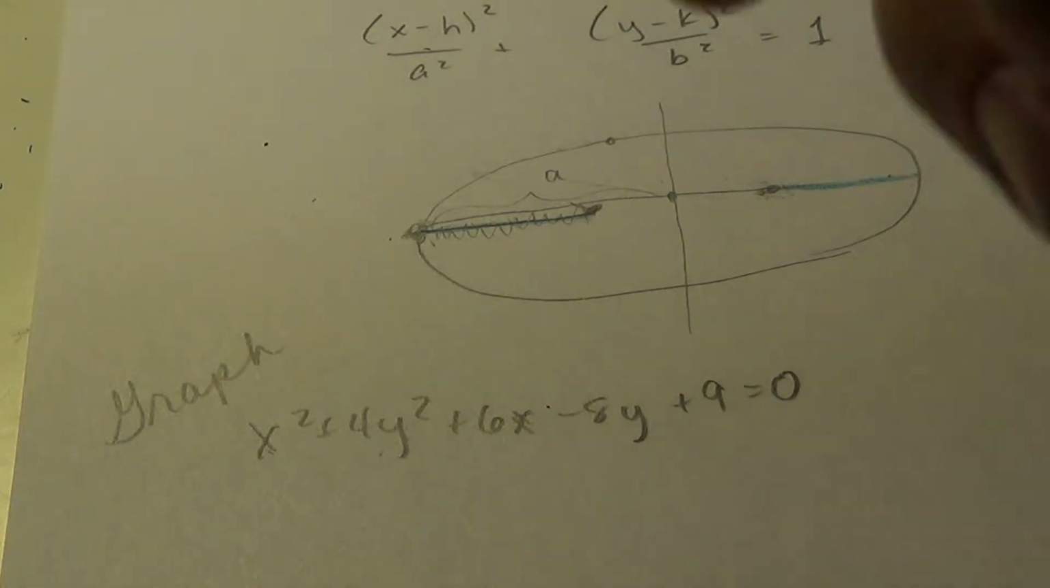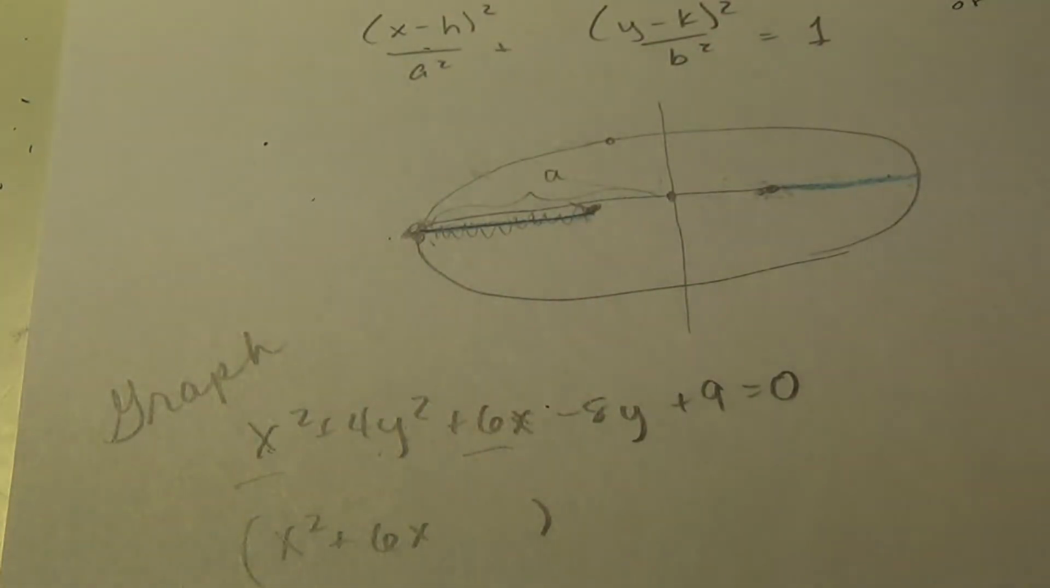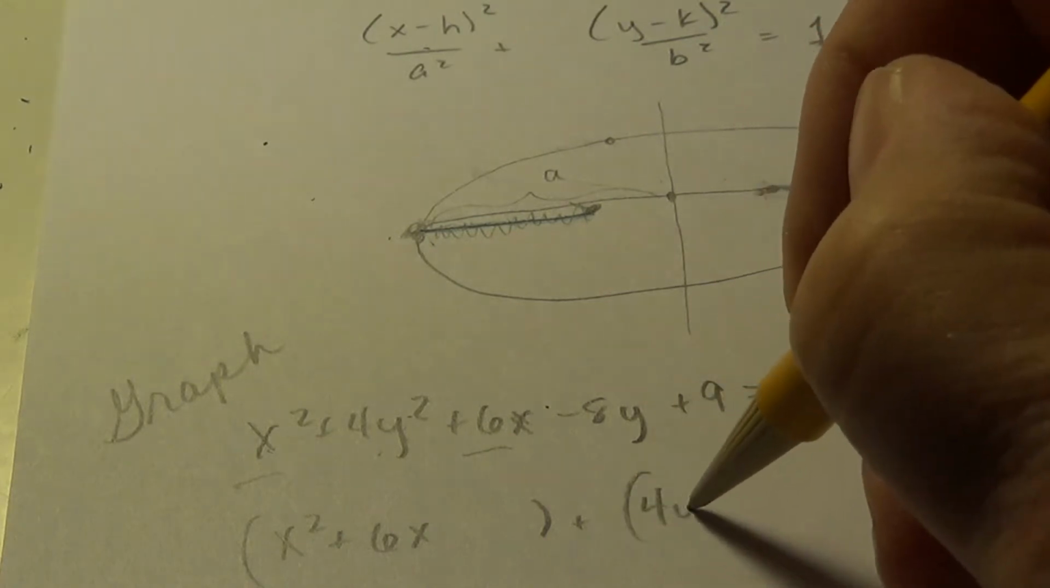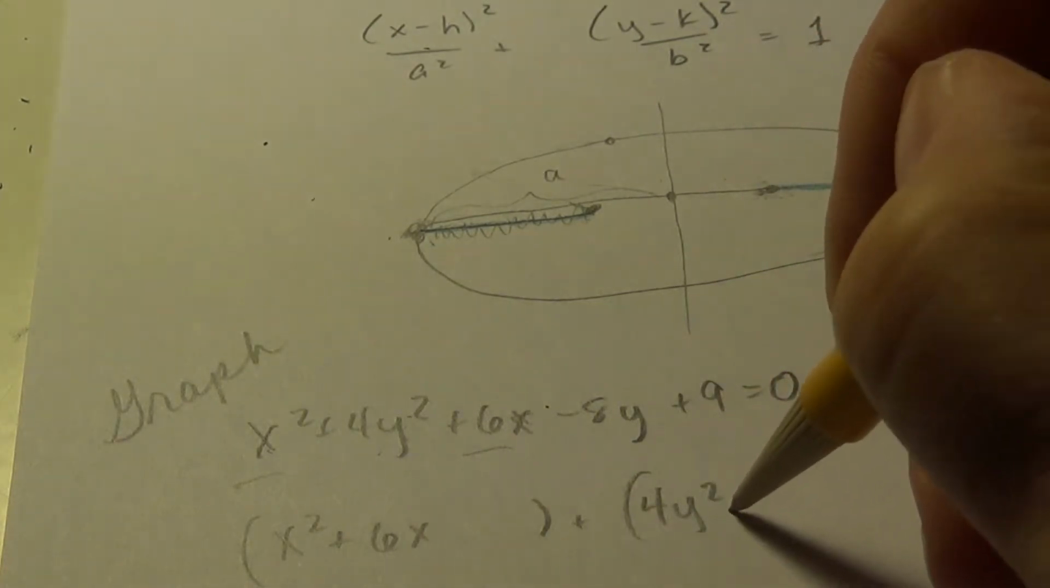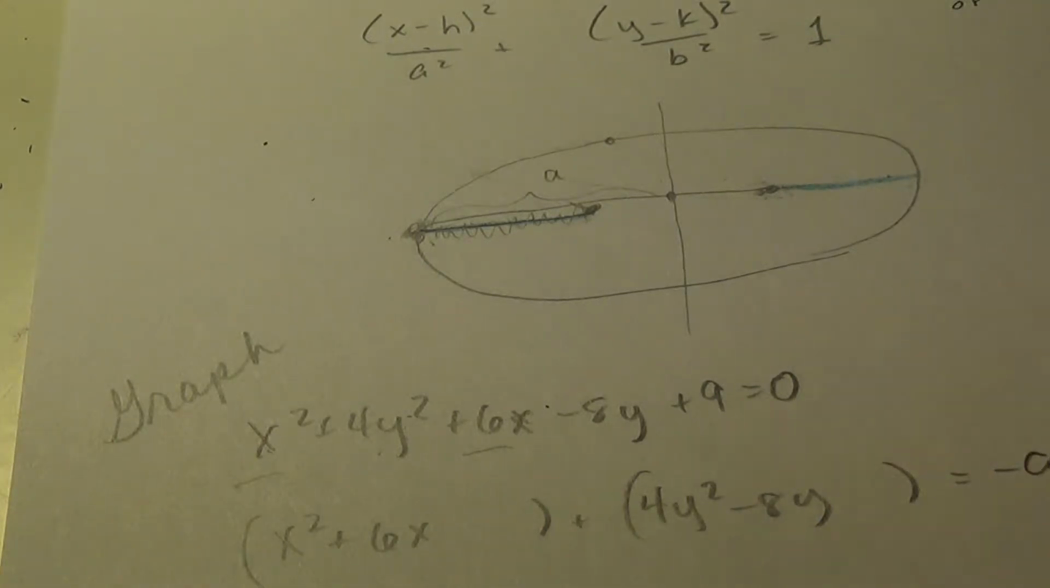So first of all, you want to gather your x terms in one spot: x squared plus 6x, then leave a space, and then gather your y terms, leave a space, and move your constant to the other side.